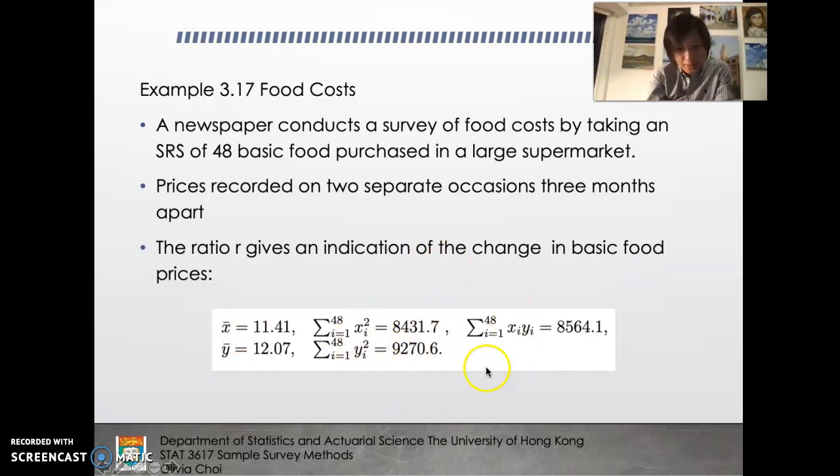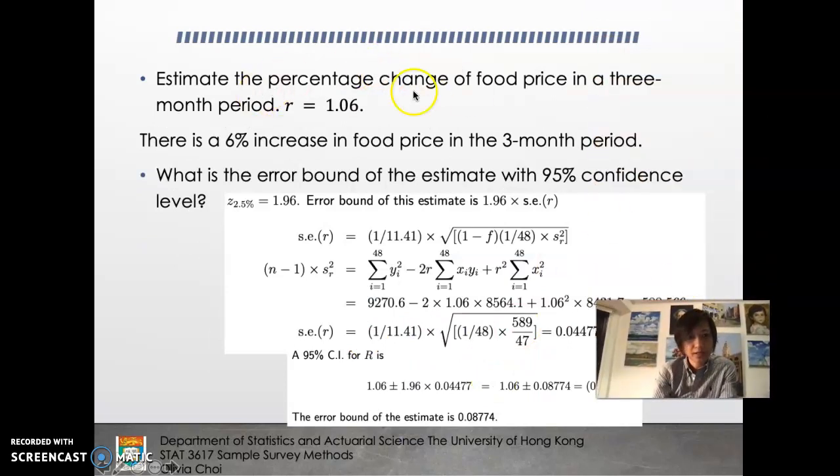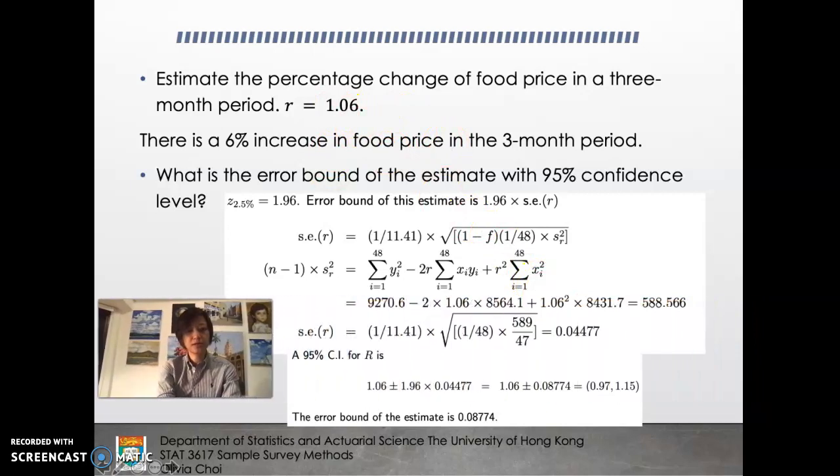And some additional data was given. So we want to estimate the change of the food price in the 3 month period. So R equals y bar divided by x bar, equals 1.06. So in other words, there's a 6% increase in the food price during a 3 month period. Whether this 6% is significant, let's try to conclude that with a 95% confidence level. With 95% confidence level, the critical value is 1.96.